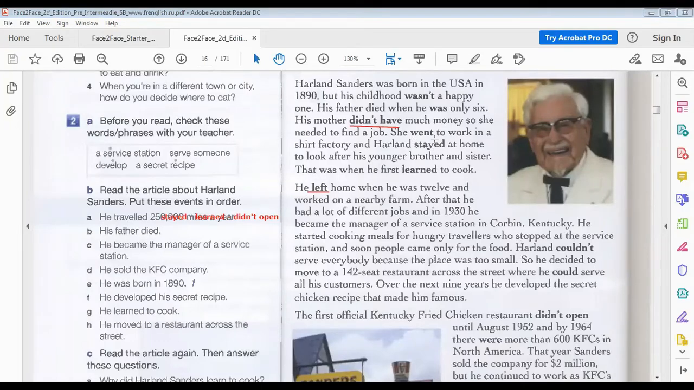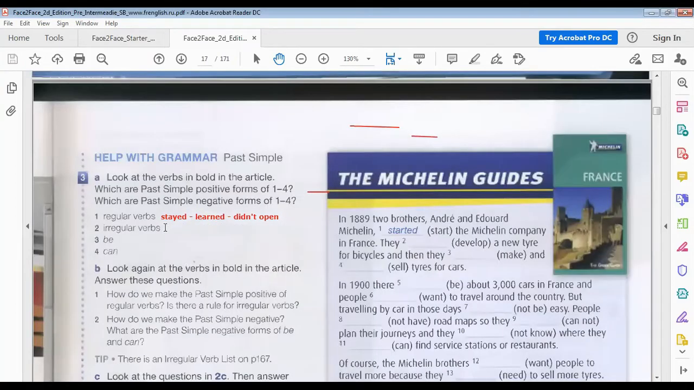Where's went? Went, correct. And could and were. These are not irregular verbs. Were is the past of verb to be, and could is the past of can. So this means we only have didn't have, went, and left. So let's write them: left, went, and the third one, didn't have, right?